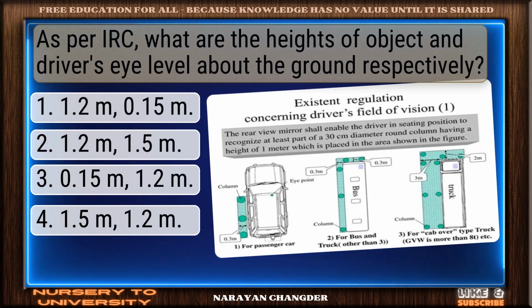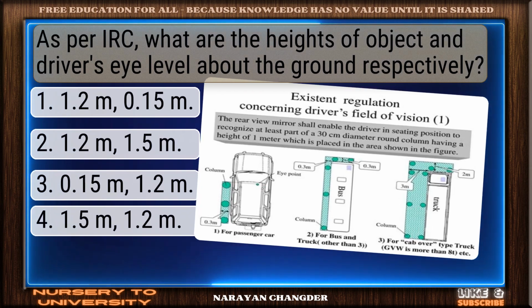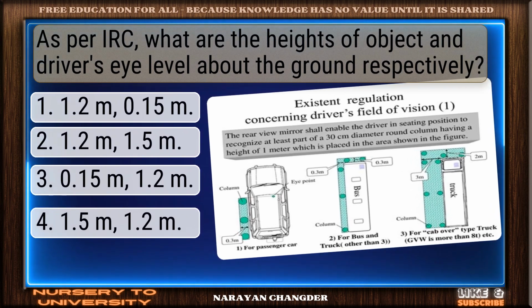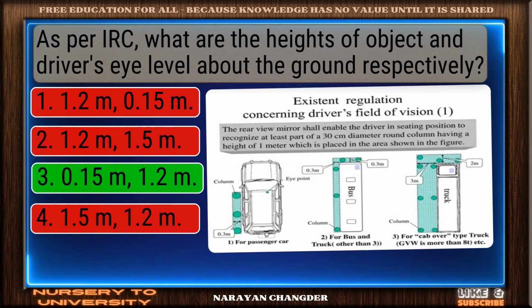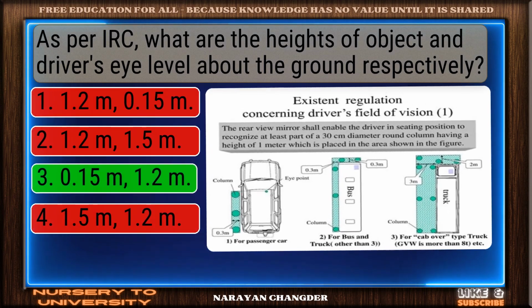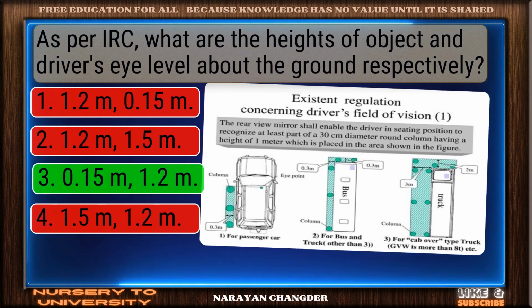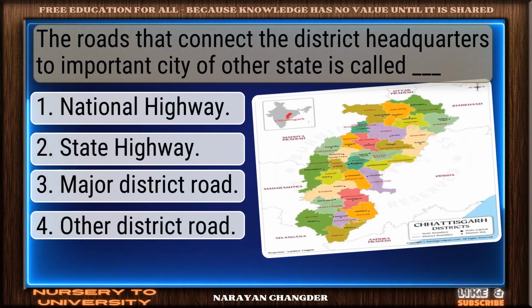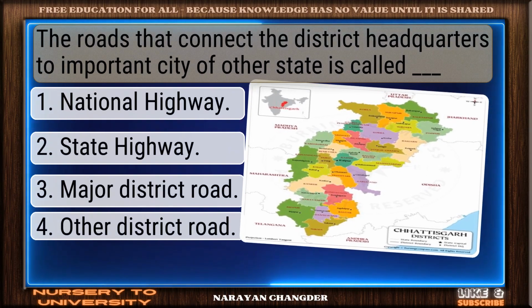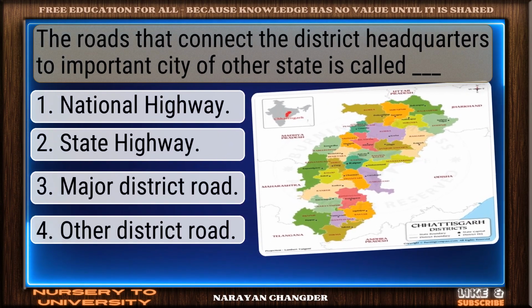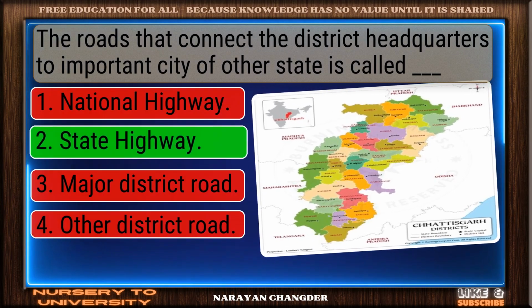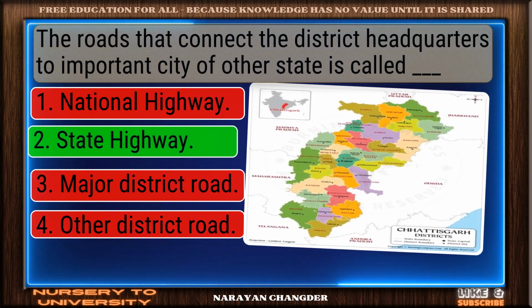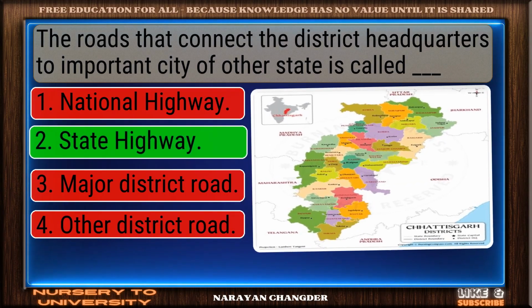As per IRC, what are the heights of object and driver's eye level above the ground, respectively? Exactly. 0.5 m, 1.2 m makes sense and it is the right choice. The roads that connect the district headquarters to important cities of other states are called dash. Nicely done. State highway is a solid answer.